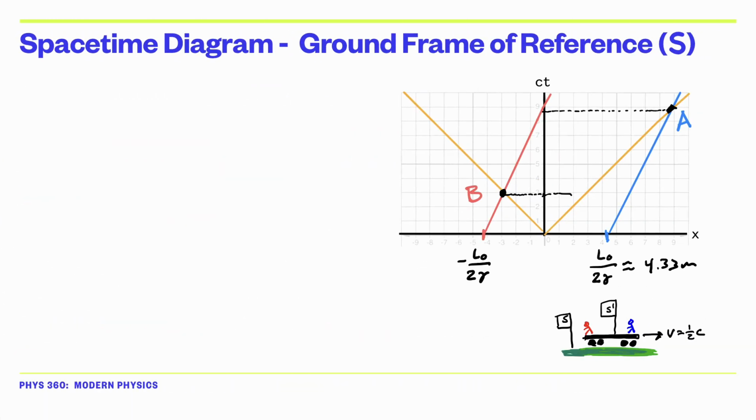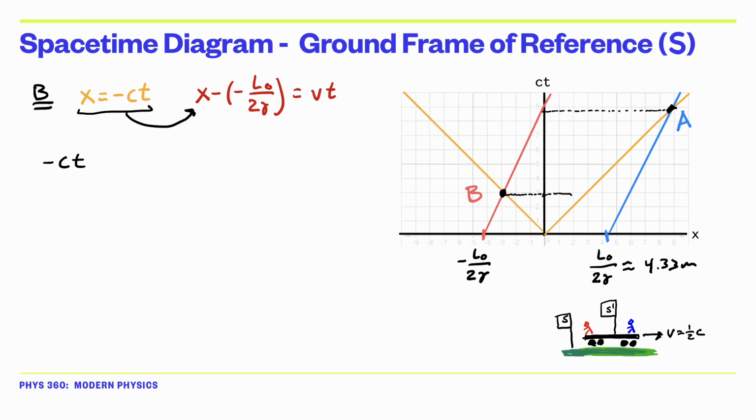We'll now repeat the calculation for event B, which corresponds to Mr. Red seeing the light flash. The equation of the leftward moving light ray is x equals minus ct, and the equation of the red world line is x minus a minus L0 over 2 gamma equals Vt. Again, we substitute x equals minus ct into the red equation to write minus ct plus L0 over 2 gamma equals Vt.